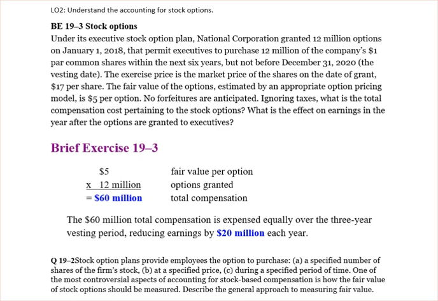And up here they're telling us that they permit the executive to purchase 12 million of the company's common shares within the next 6 years. So after 6 years, they can't exercise it anymore. Their option is worthless. But they can only start exercising it. They can only start using the option on December 31st, 2020. So you have a vesting date, you have a grant date, and with these you have an expiration date.